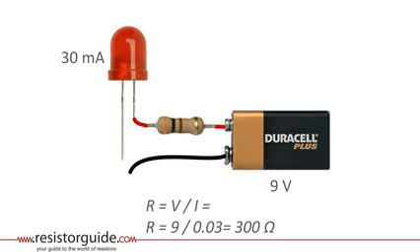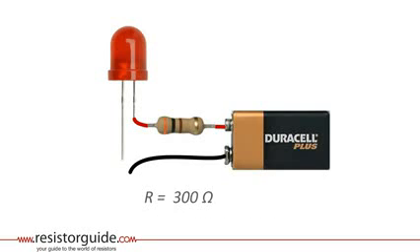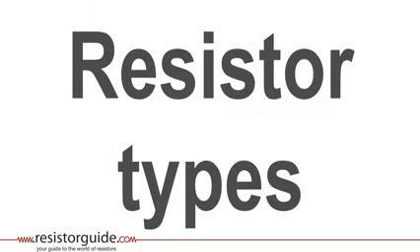Using Ohm's law again, we know that the resistance is equal to voltage divided over current, or 9 volts divided over 0.03 amps, which is 300 ohms. If we now connect also the negative lead and create a circuit, the LED emits a nice red light. Using a resistor for an LED circuit is just one application, but there are numerous other applications and purposes for resistors. To give a complete overview would be absolutely impossible in this short video.